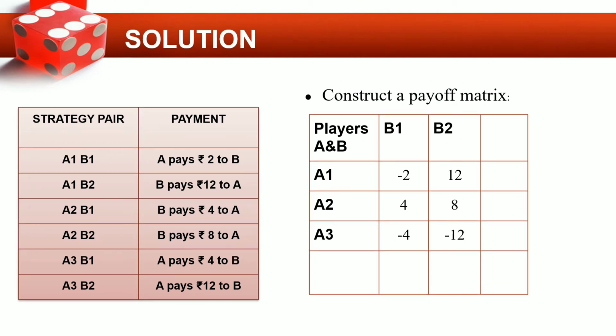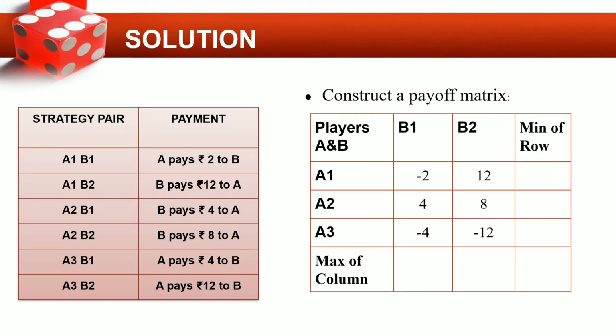Now moving to step 2. In step 2, we have to find the minimum of rows and the maximum of columns. Here we have 3 rows and 2 columns with values. So let's take the minimum from each row, and for the maximum of columns, we have to take the maximum of each column.